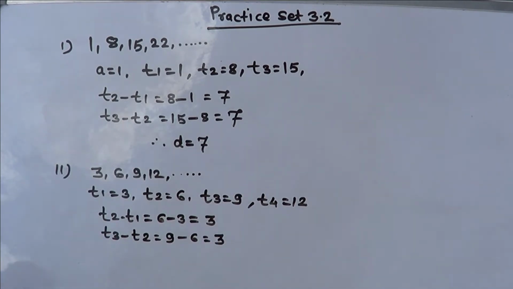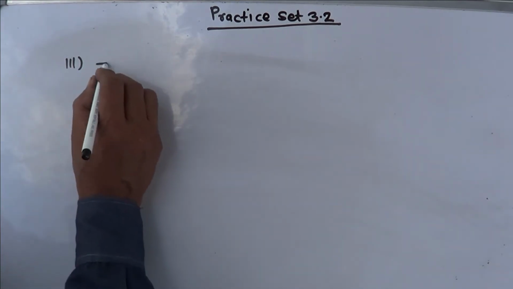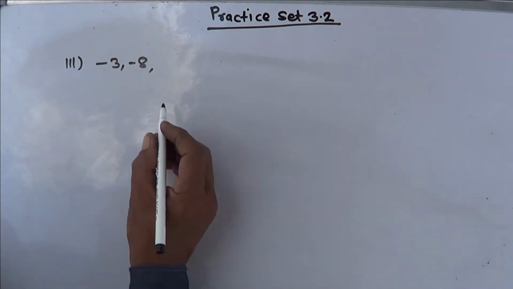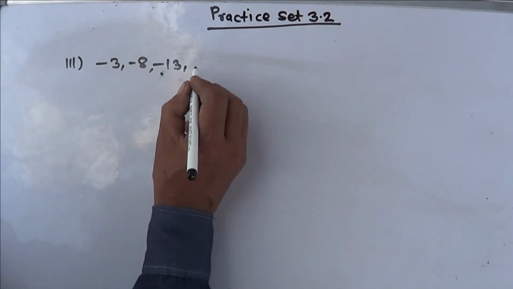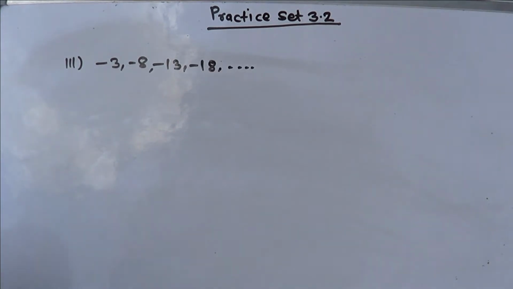Then we have to write the value of D. So the value of D is here 3. The value of D is 3. Third example given, that is minus 3 minus 8. Minus 3 minus 8. Again minus 13. Minus 13 and minus 18 and so on. Here we have to write the value of T3, T2, T4 and T1.